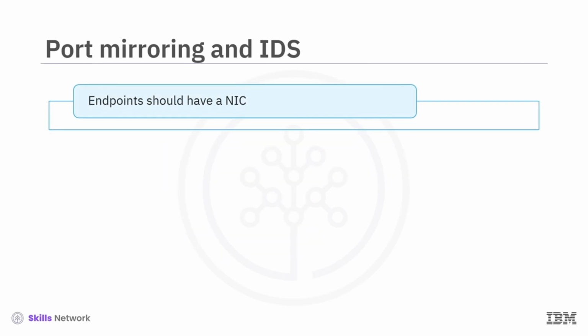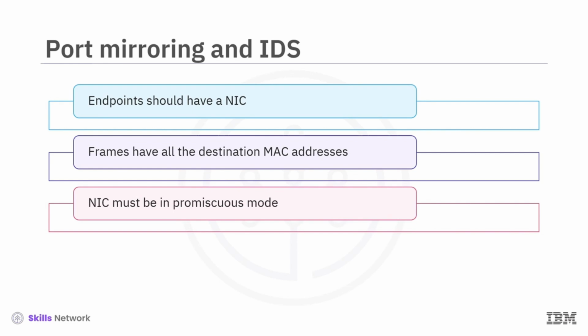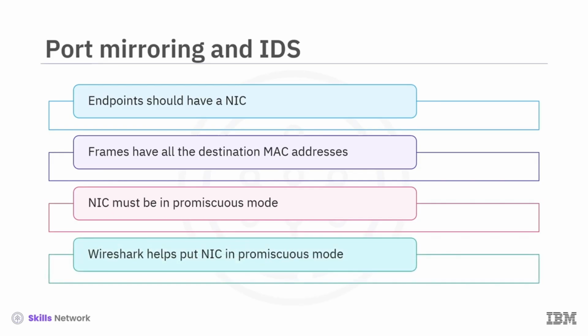The endpoint or server being fed the mirrored data must have a NIC, or network interface card, running promiscuously to read all the frames it receives. Remember that these frames all have destination MAC addresses pointing to other systems. So, a NIC not in promiscuous mode would simply ignore them. To reiterate, for an IDS or other network analysis tool to work, it must have a NIC configured in promiscuous mode to read all the frames sent to its incoming port. A port sniffer, like Wireshark, helps put your NIC in promiscuous mode to capture all the traffic across its interface.